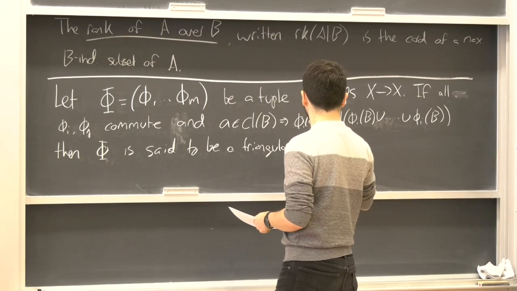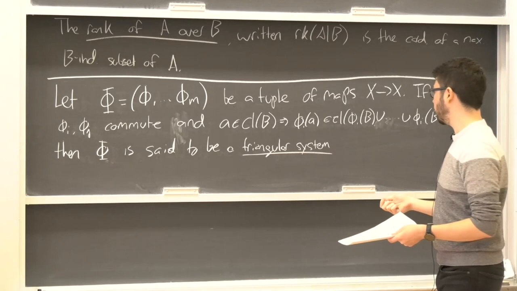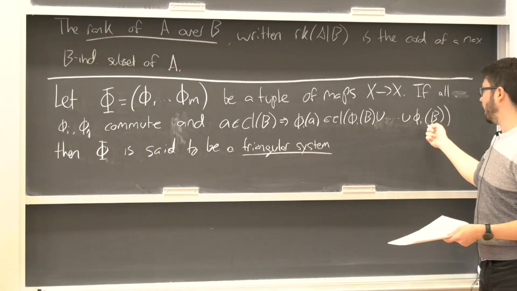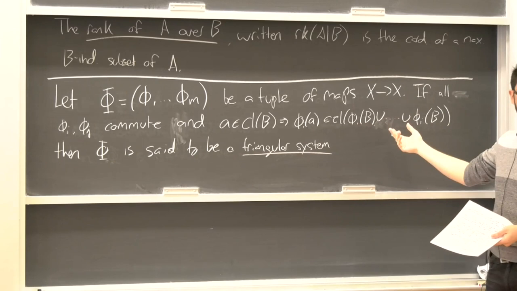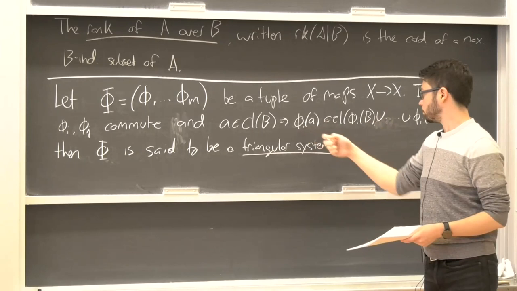Right, so when i equals one, this just says that if a is in the closure of B, then phi one of a is in the closure of phi one of B. But for i bigger than one, phi i of a is allowed to be in the closure of phi i of B, but also all of the smaller things: phi one of B, phi two of B, all the way up through phi i of B. So this is why it's called a triangular system, because you're allowed to use previous things when i is bigger than one.